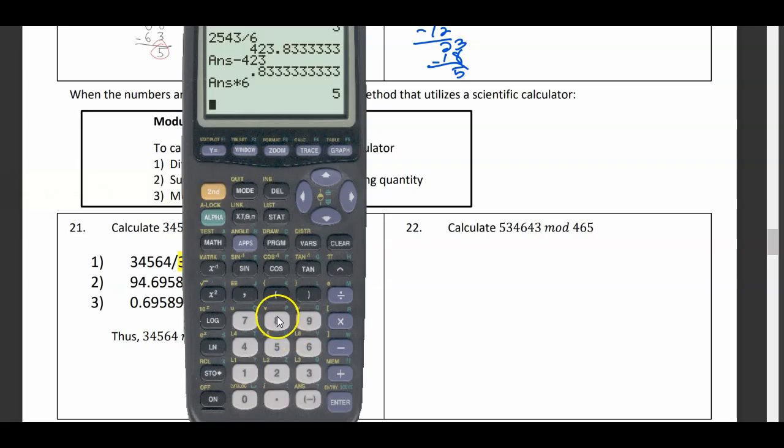So like this one, 5, 3, 4, 6, 4, 3. Divide by 465. Subtract the whole number part. And multiply by 465. And we get the mod, modulus 358.